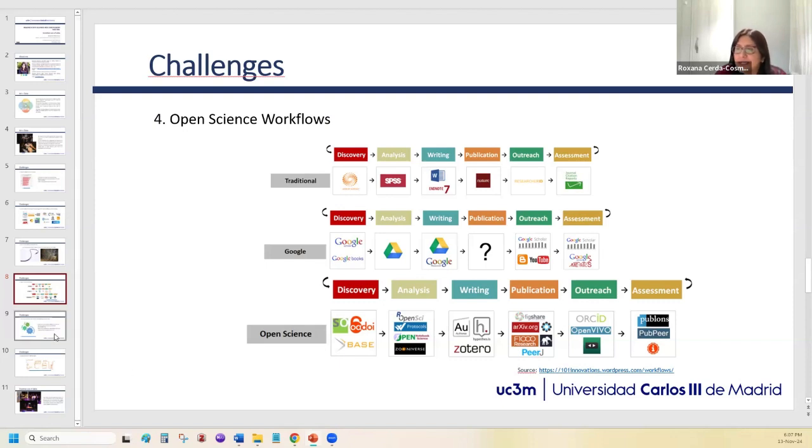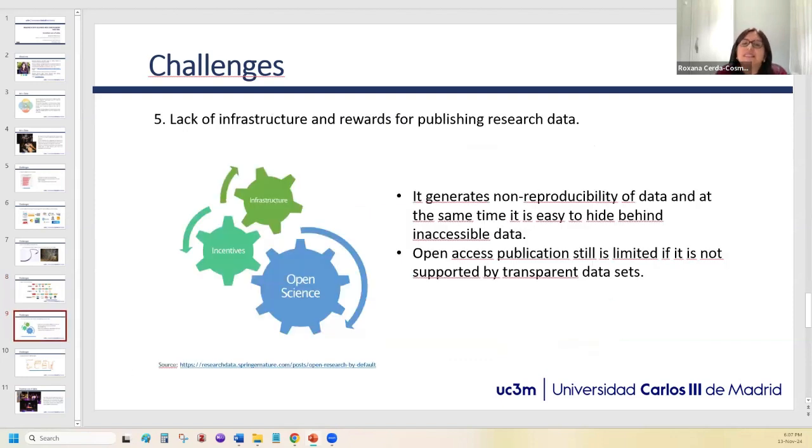This challenge is the most important for me because of the lack of infrastructure and reward for publishing research data. In the last few years, the rewards to develop infrastructure around the data have increased, and currently research funding by public funds has been made to include a data management plan, for example here in Spain, but rewards for publication of research data have not increased.